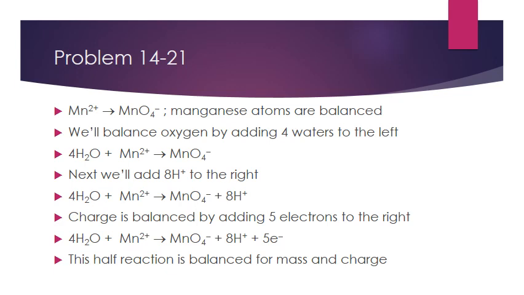Check mass and charge to make sure everything is balanced. I've got 8 hydrogens on the left, 8 on the right, 4 oxygens on the left, 4 on the right, 1 manganese on the left, 1 on the right, a +2 charge on the left, and on the right +7 -5, a +2 charge. This half reaction is balanced.